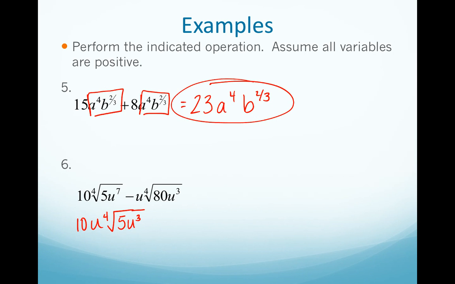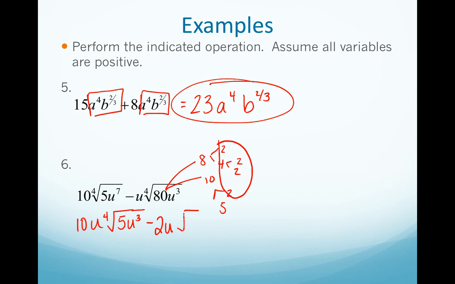Here we can do something similar. We can't take out any u's, but this 80 we can break down with the factor tree. This is 8 and 10. 8 is 2 and 4. 4 is 2 and 2. 10 is 2 and 5. So I have a group of 4 2's that can come out of that radical to go with the u that's already out there. And then I have the 4th root of this leftover 5, and then there was a u to the 3rd. Now these are both u times the 4th root of 5u to the 3rd.